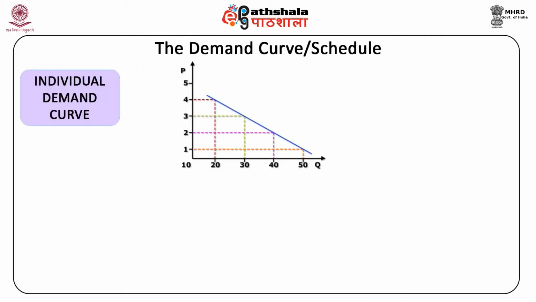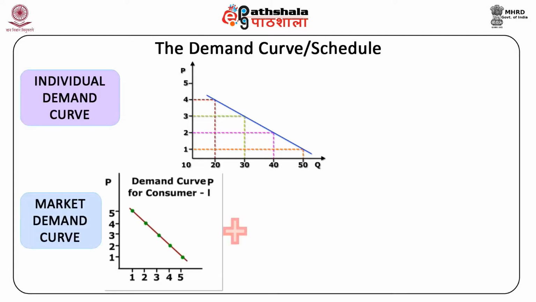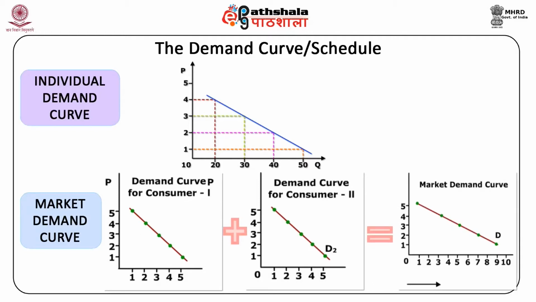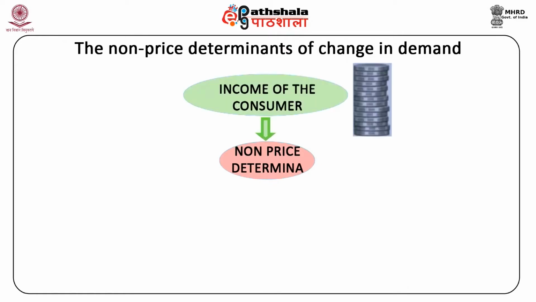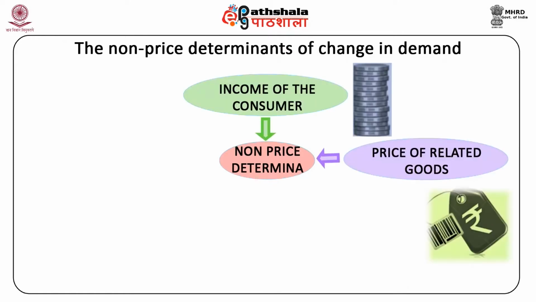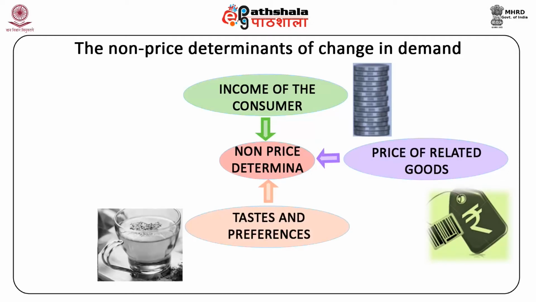An individual demand curve shows the relationship between the price of a good and the quantity demanded. Market demand is the sum of demands of all individuals willing and able to buy a particular good or service. The non-price determinants of change in demand are income of the consumer, price of related goods, taste and preferences, expected future price.